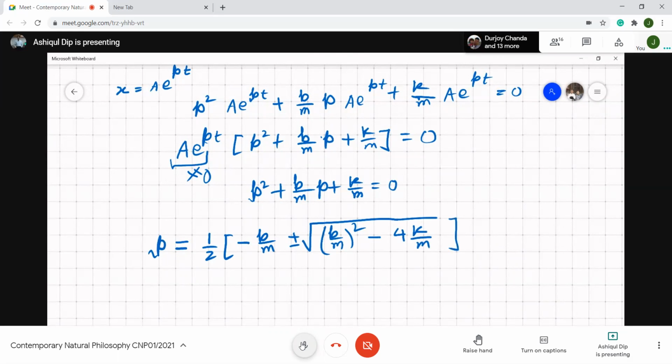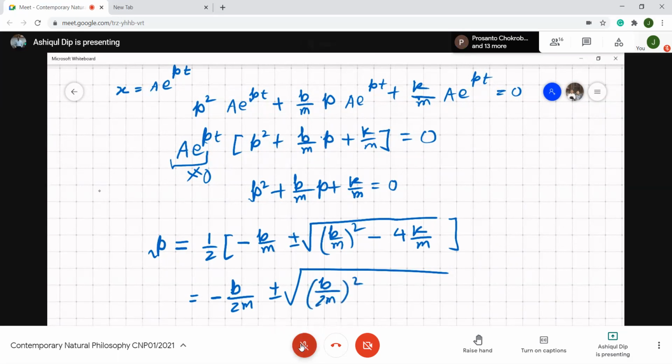Is that all? Yeah. So we take this half factor inside of the square root. So we get negative b by twice m plus minus square root of, when you take 2 inside of this square, you get 1 over 4 basically. So we can write b over 2m whole squared, minus k by m. You can take a square root over here and put the square root there.